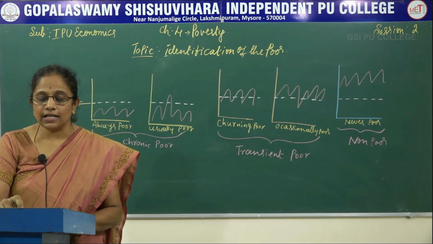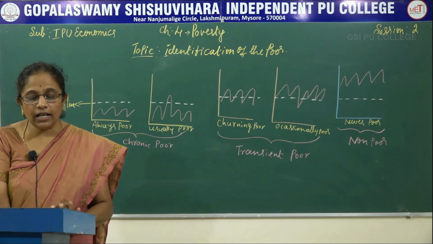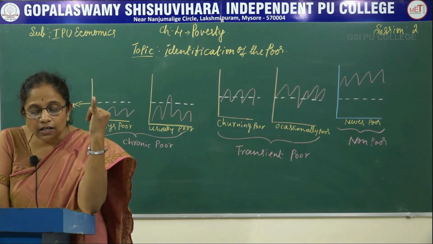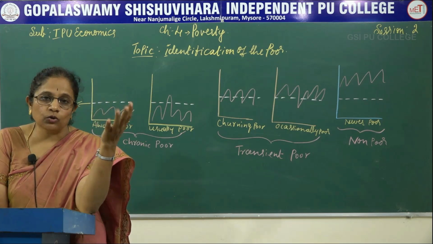The government has categorized these poverty eradication or poverty alleviation measures into 4 categories. The first one is reducing poverty through GDP growth.